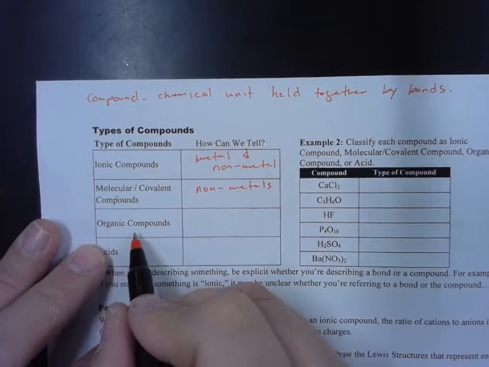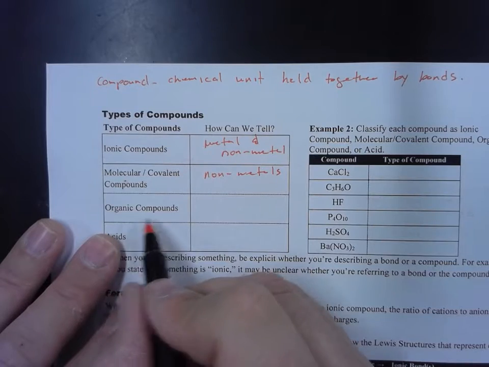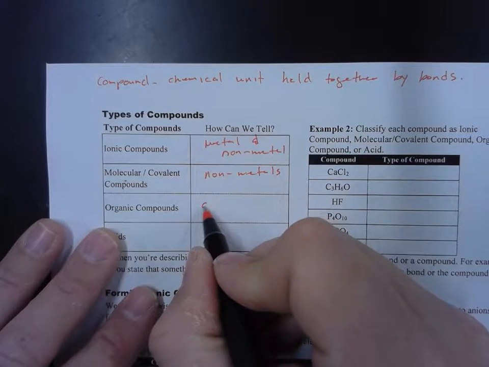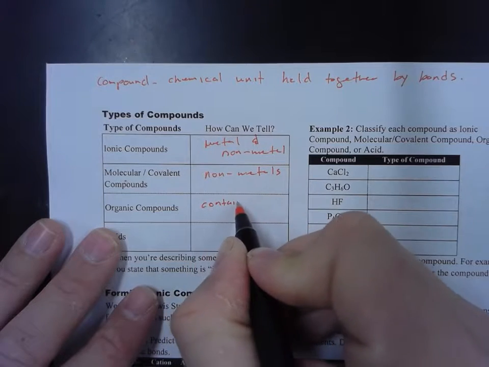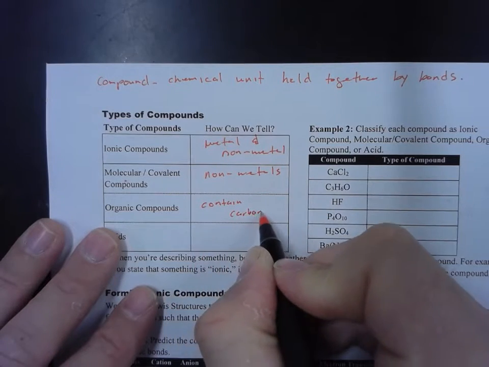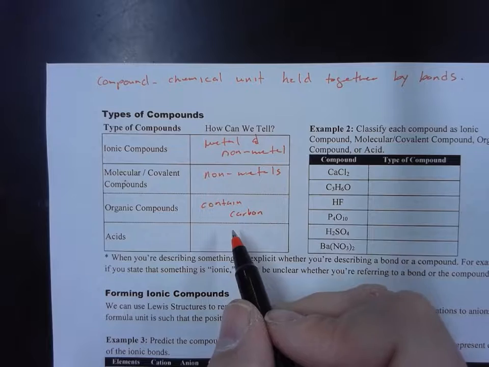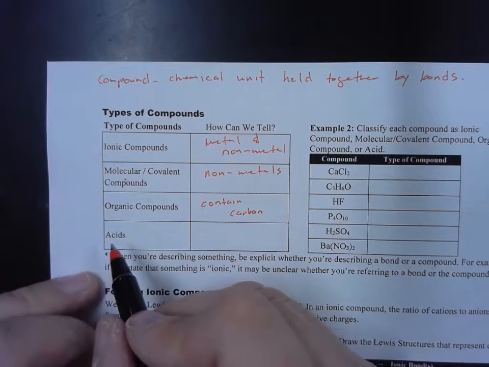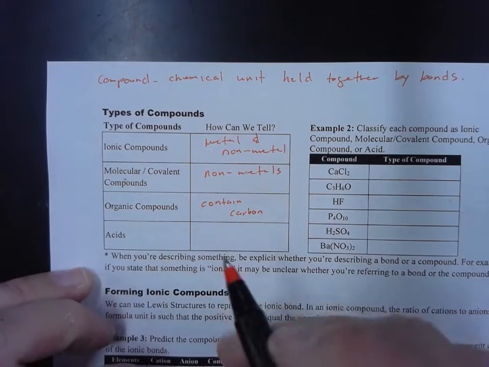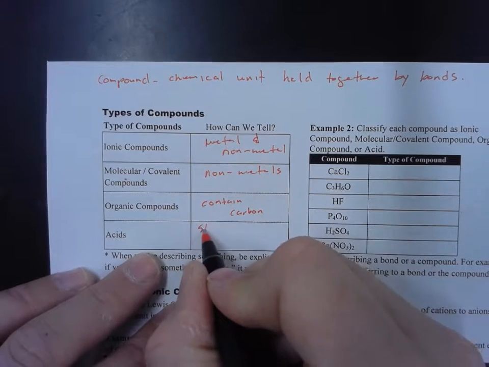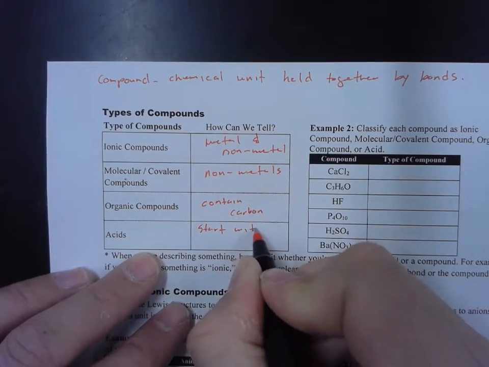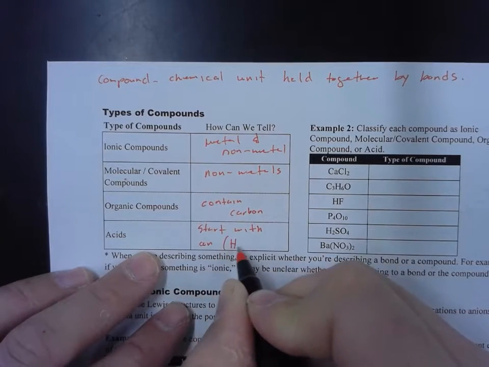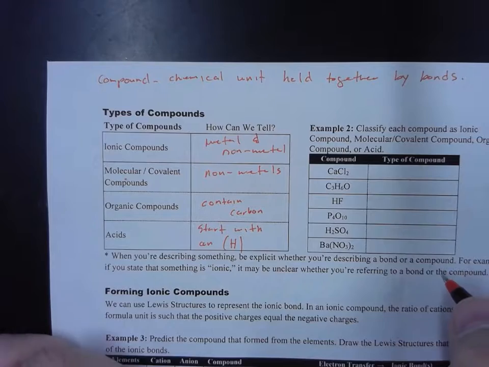Okay, what about organic compounds? There's a special type of compounds called organic compounds, and these contain carbon. Anytime you see a compound that contains carbon, we can classify it as organic. And then lastly, what about acids? Acids always start with an H. Okay, it starts with an H.